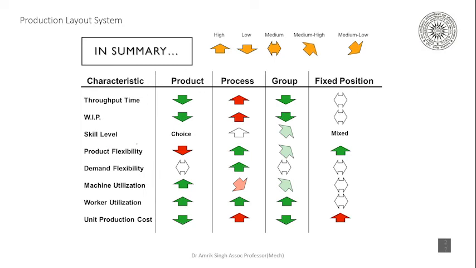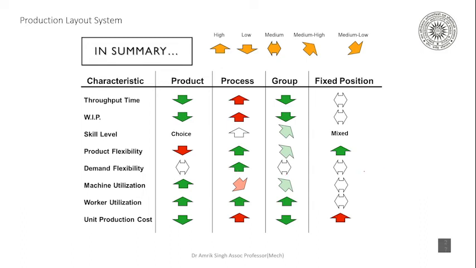The skill level which is required depends upon the choice of the product. It is high in the case of process. It is medium to high in the case of group, and it is mixed. The flexibility of the product is low here. It is high, it is medium to high, and it is low. You see demand flexibility in the product case. It is medium. It is very high in the process.